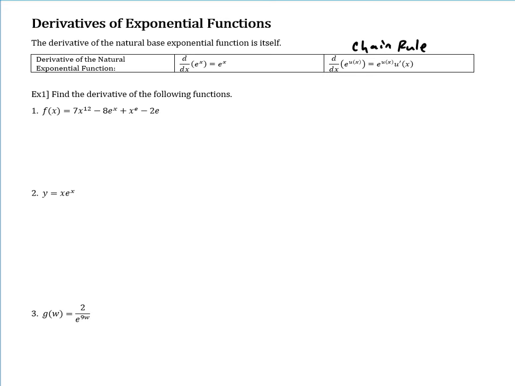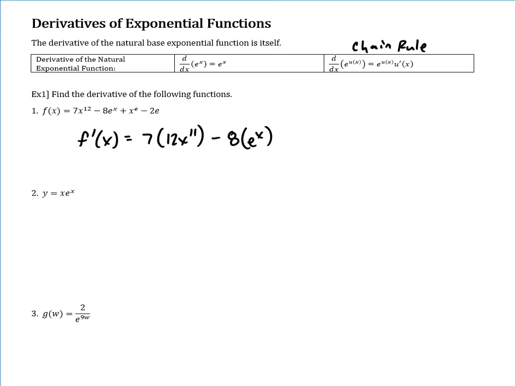So in our first problem, it's a multiple term scenario where we've got our f prime of x is equal to, well, this first one is just the power rule. So we would have 7's just hanging out, and then 12x to the 11. So that's our power rule. And then we have minus the 8's just hanging out. The derivative of e to the x is e to the x. It's going to be e to the x. That's it. There we go.